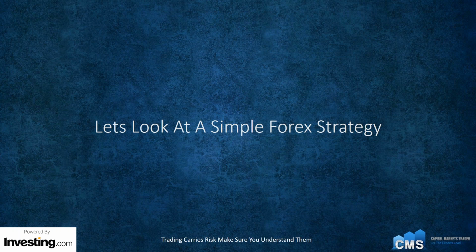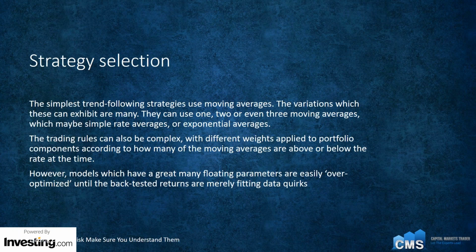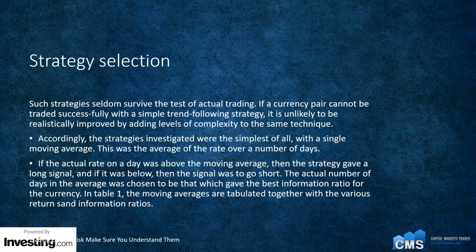But let's look at a simple Forex trading strategy for trends. The simplest trend following strategy uses moving averages. The variations which can be exhibited are many. They can use 1 or 2 or 3 different moving averages, which may be simple averages or exponentially weighted moving averages. Trading rules can be complex, with very different weights applied to portfolio components, or they can be very simple. Such strategies seldom survive the test of actual trading.